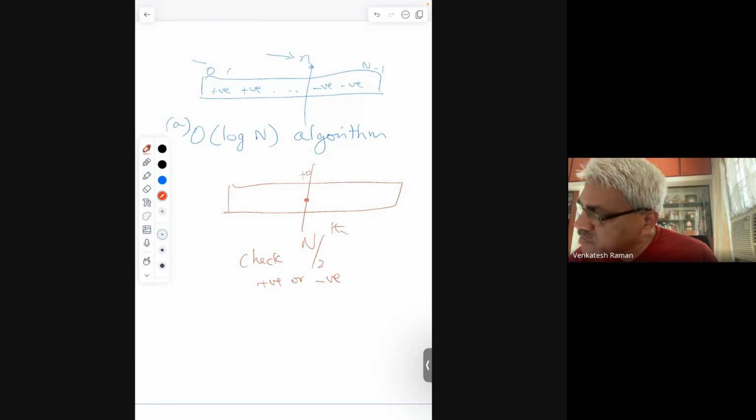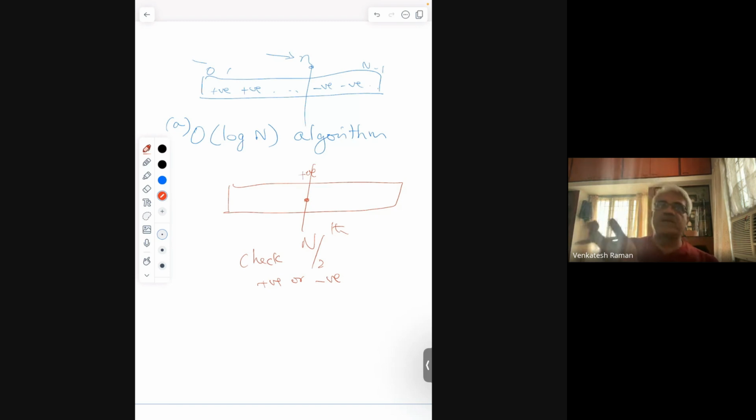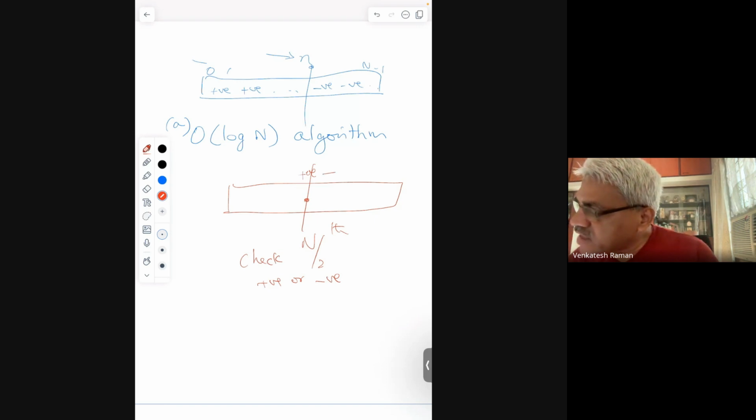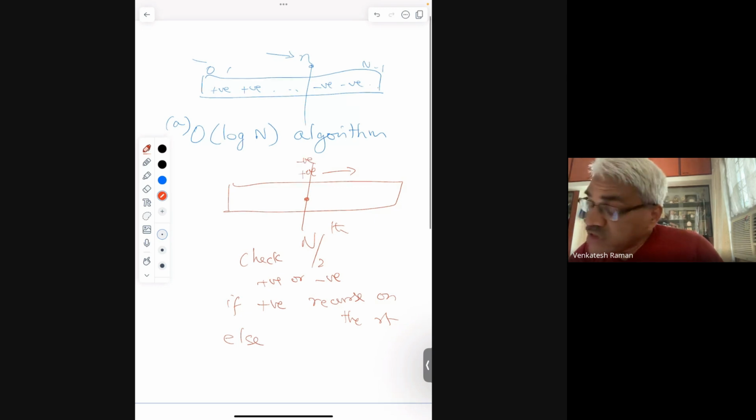Suppose it is positive, then I am looking for, think of it as, the first negative element, because that gives me the n, or the location before that gives me the n. So the first negative element is likely to happen on the right half, so if positive, recurse on the right. Else if it is negative, then you don't know whether that's the first negative element. There may be something negative even before that. So I'm going to recurse on the left.